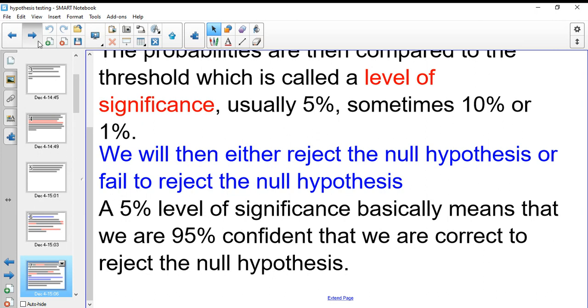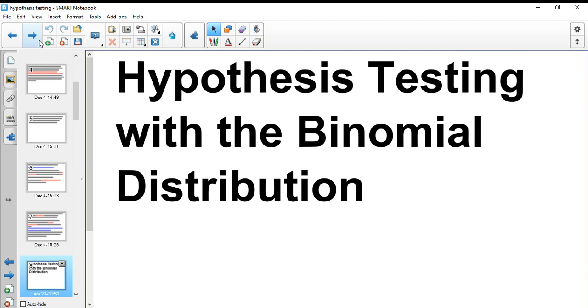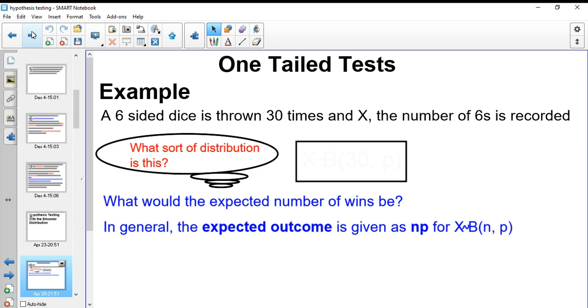I'm just going to talk you through one particular little mini scenario just to show you the beginnings of what is going to be happening with these questions. So this is hypothesis testing with the binomial distribution. Here we have got an example. We've got the title one-tailed test, so there's one-tailed tests and two-tailed tests. You'll understand what the difference is and how to do them when we get onto them properly in the next videos.